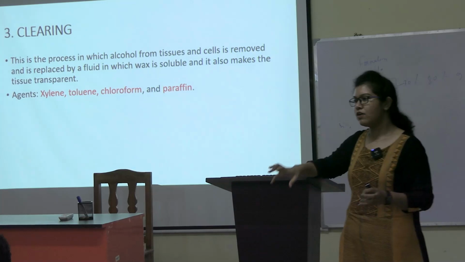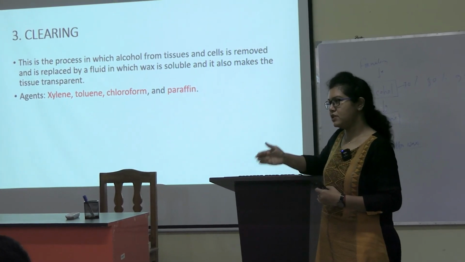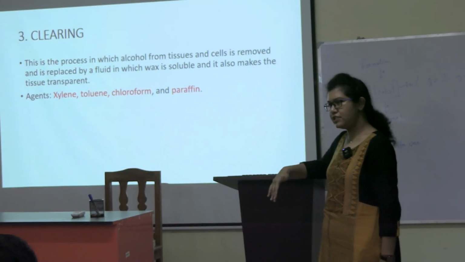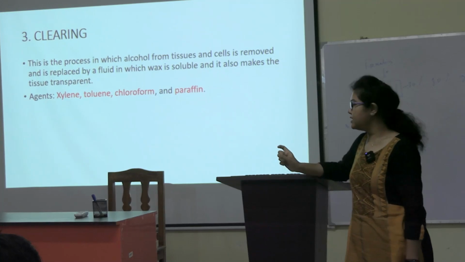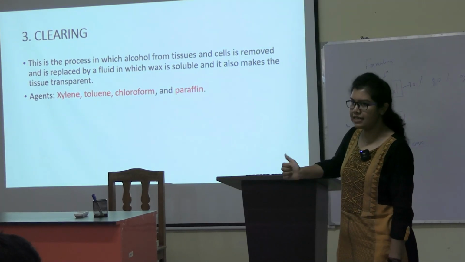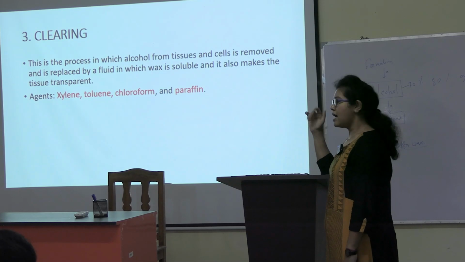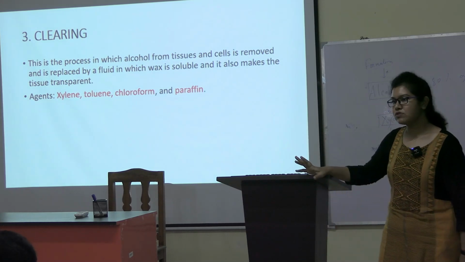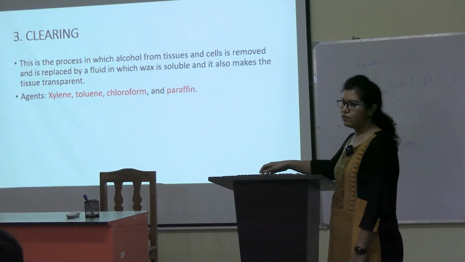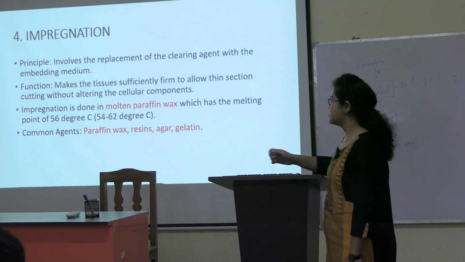Fixation is a long procedure. It will go on in that tissue processor. To make the tissue transparent, we should use a clearing agent which is known as xylene. We can use other things also, but xylene is the most commonly used. Other than that, chloroform and toluene can also be used.